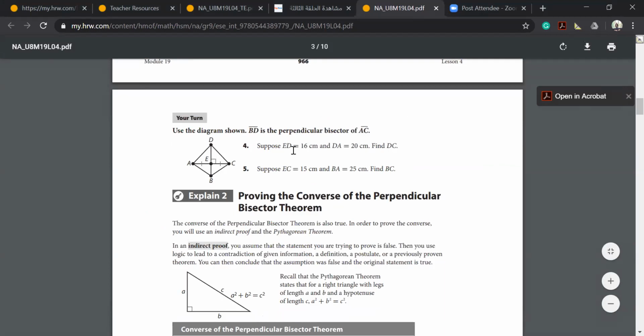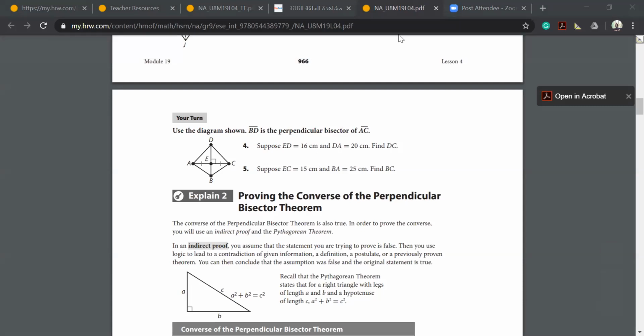The question is, suppose that ED in here is 16 centimeters. DA, this side in here, is 20 centimeters. Find DC. Using the perpendicular bisector theorem, since this is equal to this and this is a perpendicular bisector, DA will be equal to DC. So DC will be equal to what, girls? It will be equal to 20 centimeters. Exactly. Very good. So in here, I'm going to tell him, just let's make it a little bit bigger.